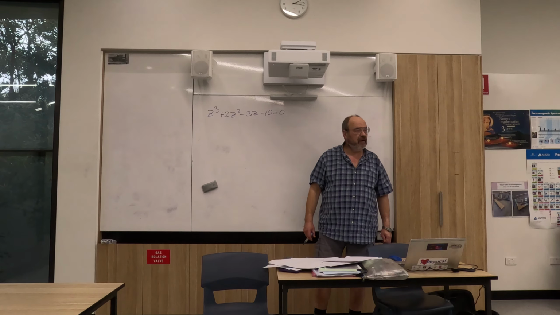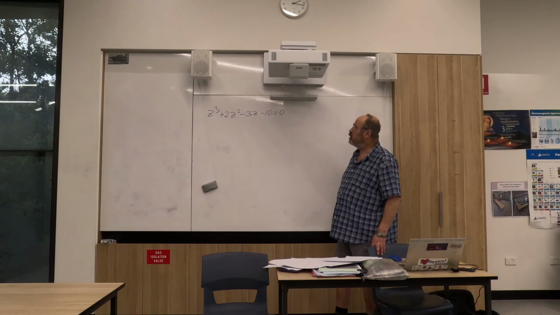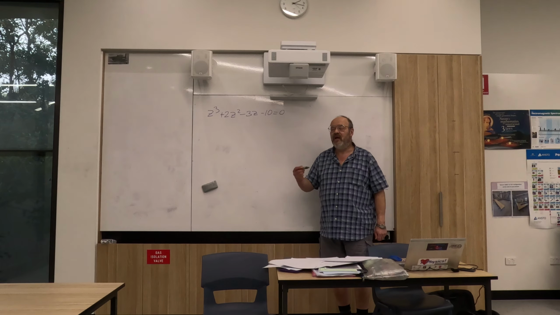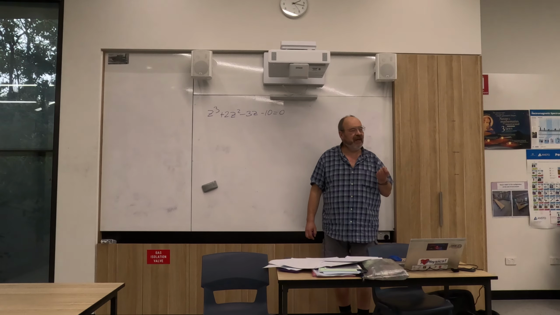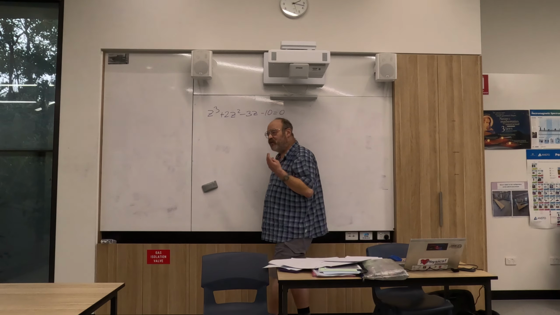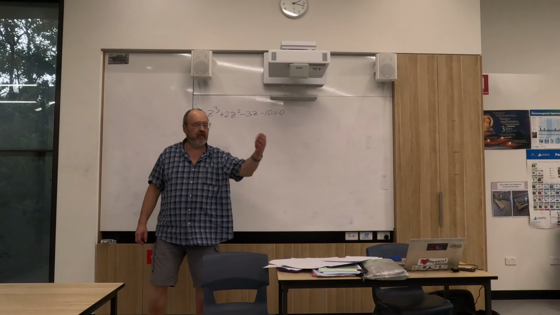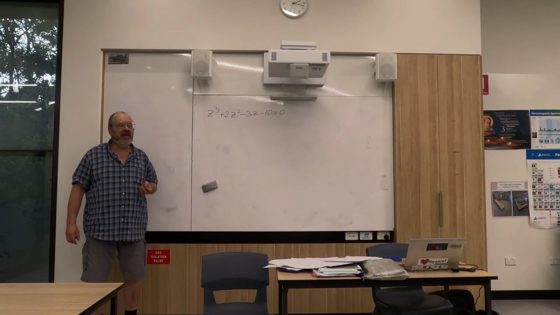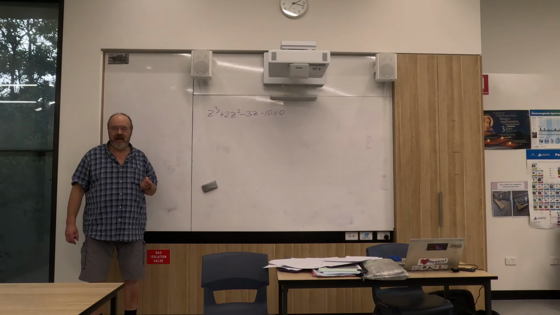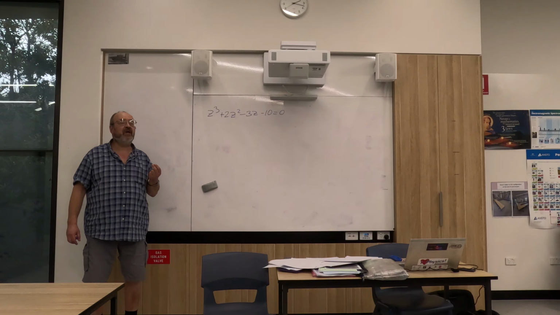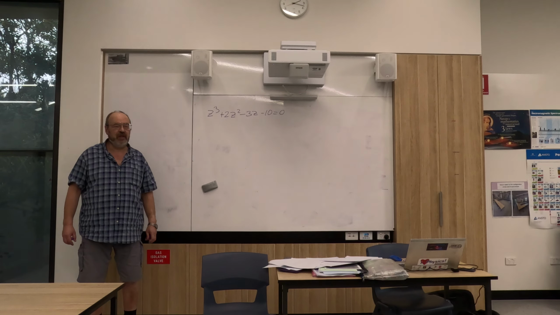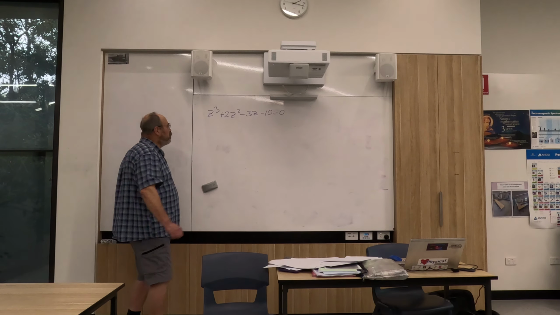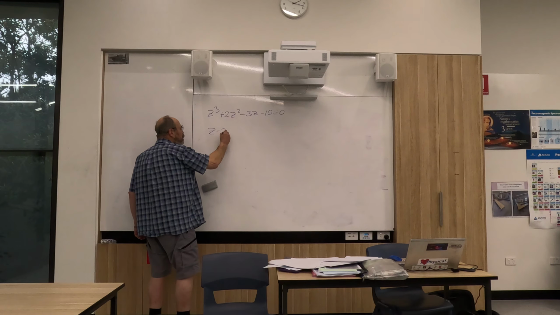Does 1 work? No. Negative 1? No. So first step, we try to find one solution by trial and error. It's not from the booklet. We can find that z equals 2 will work. So z minus 2 is a factor.